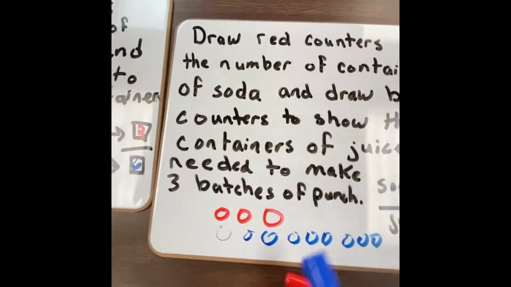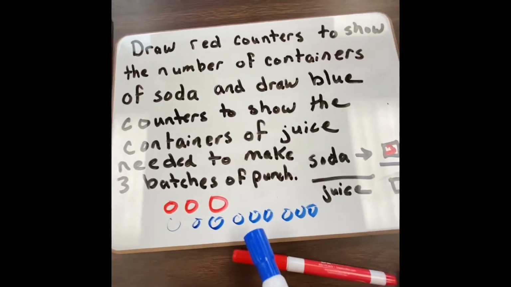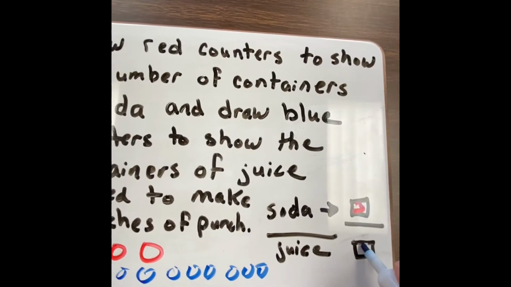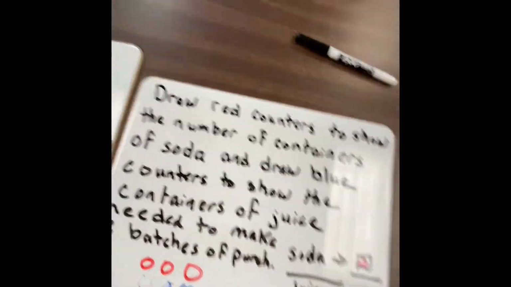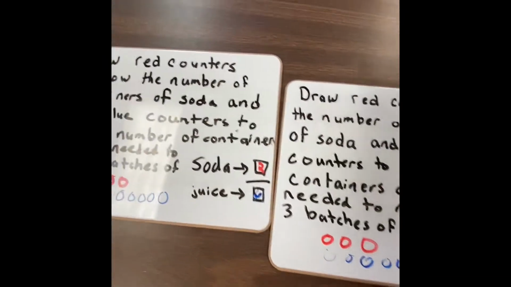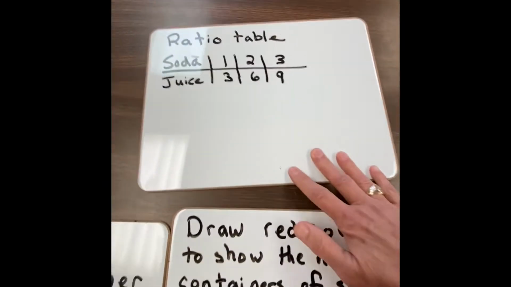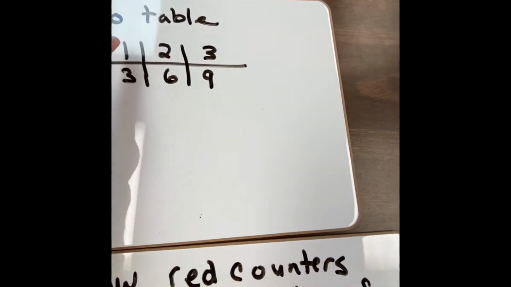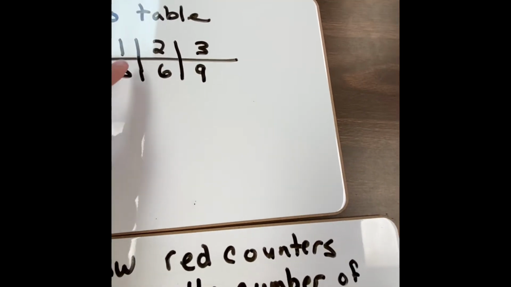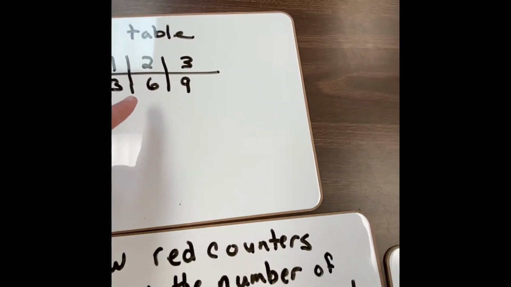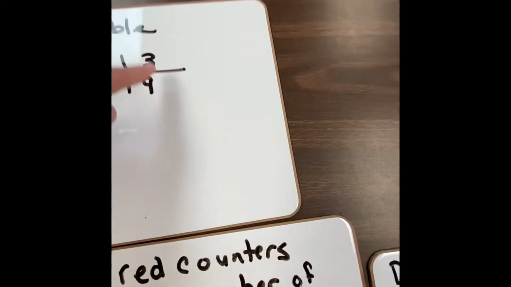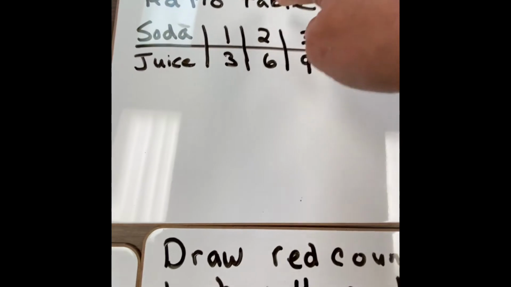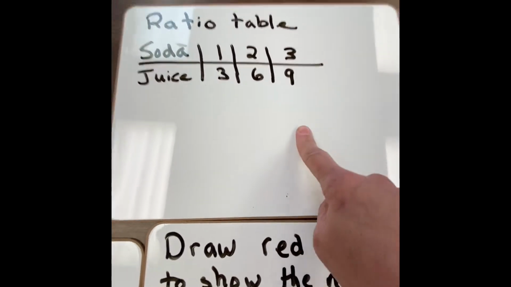How many for the juice? 1, 2, 3, 4, 5, 6, 7, 8, 9. So we would have to have 9. That brings us to what we call the ratio table. Okay, for 1 batch, it was 1 and 3. For 2 batches, it was 2 and 6. For 3 batches, it was 3 and 9. These are what we call the equivalent ratios, okay?